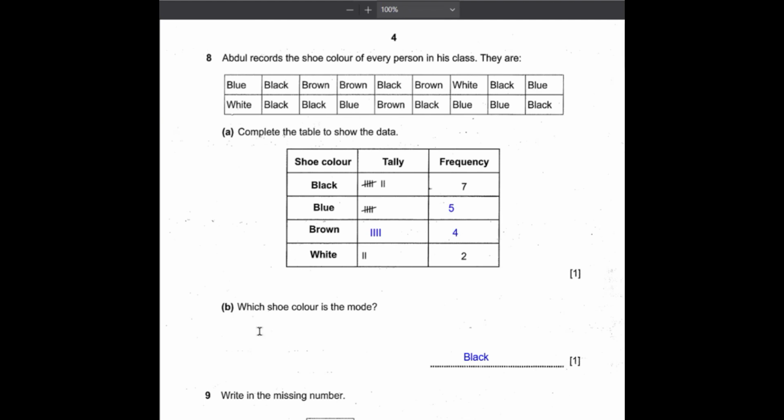Which shoe color is the mode? We know that the mode is the highest frequency, or the most repeated one. So you can say the highest frequency here is black. But you need to write the color. You write black because some people just make mistakes and write 7. That's really a mistake. That's not correct at all. You need to write black.